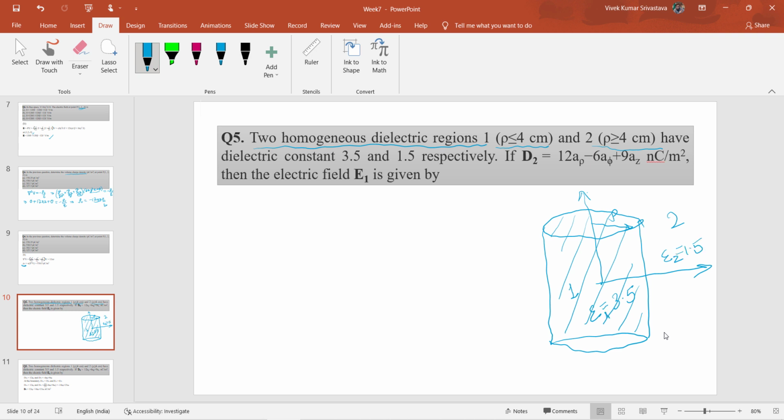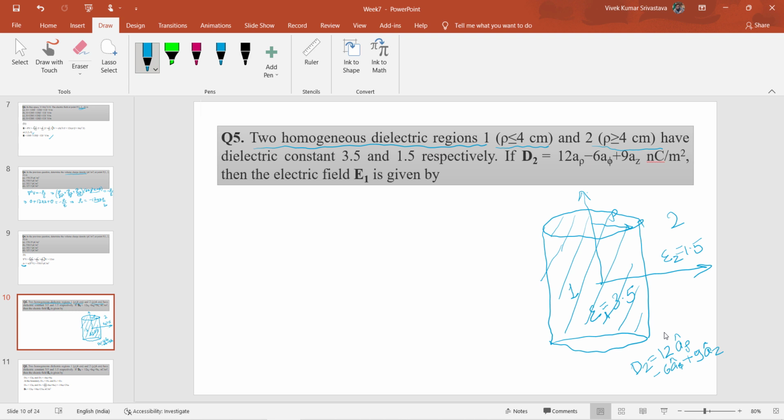Now D2 in region 2 is defined as 12 a rho minus 6 a phi plus 9 az. We have to find what the electric field will be inside this cylinder. For solving such a problem, we first have to look at the boundary condition. By using the boundary condition we can easily solve such a question.